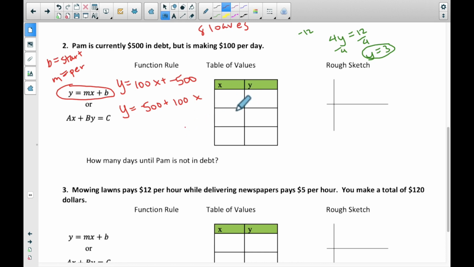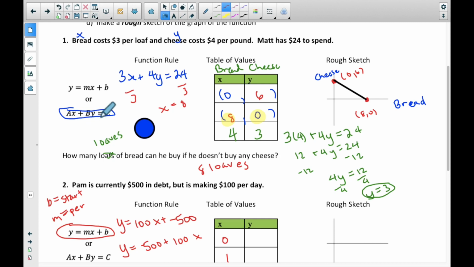Table of values. This time, we might just do like a 0, 1, 2. Here's the difference. When we have a y equals mx plus b, slope-intercept form, we're going to do this, 0, 1, 2. But when we have a standard form, we're going to put a 0 here and a 0 here and find the intercepts. We didn't have to. We could have done 0, 1, 2, but this is the way we've been doing it, so that just made sense to stick with that method.